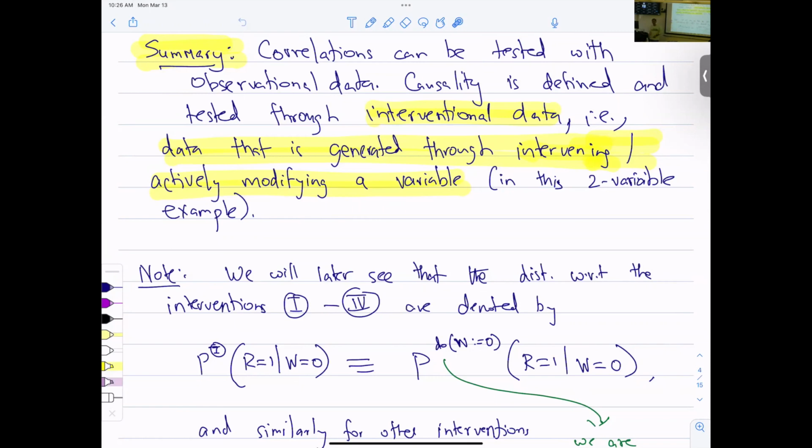Under some circumstances, doing is the same as conditioning. We will use that later, and this allows you to do an interesting calculation. But for now, doing and conditioning are completely different operations.